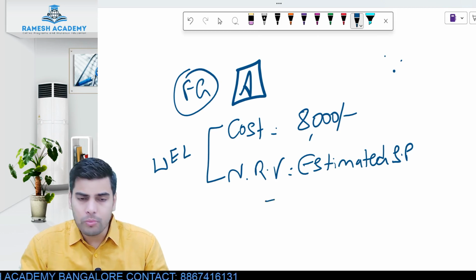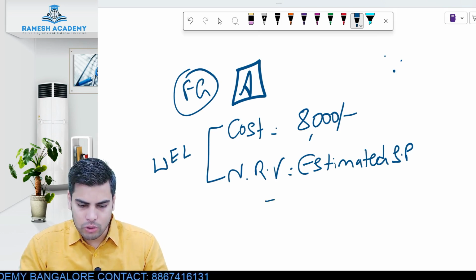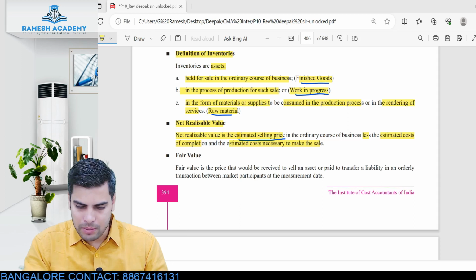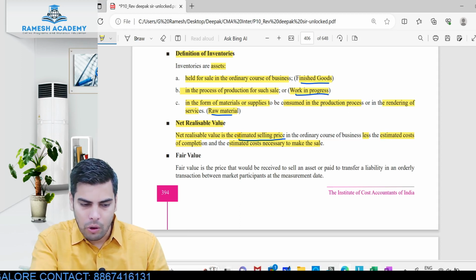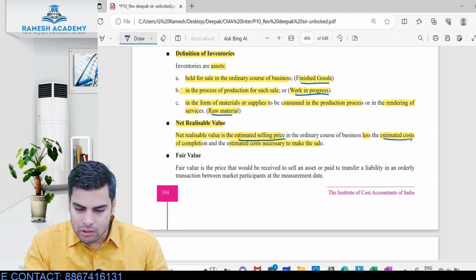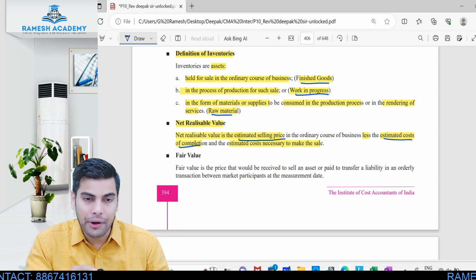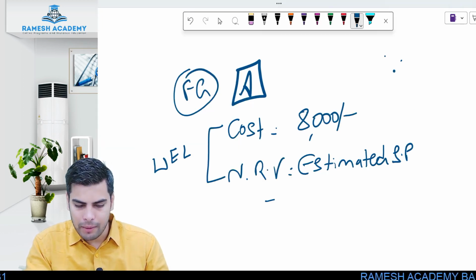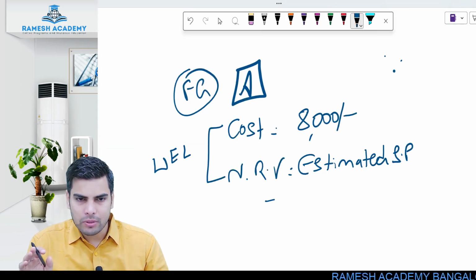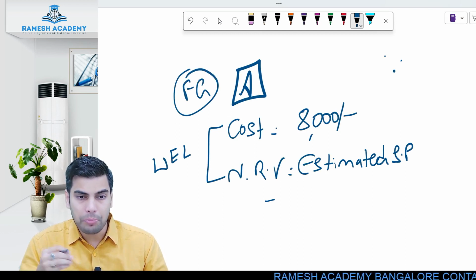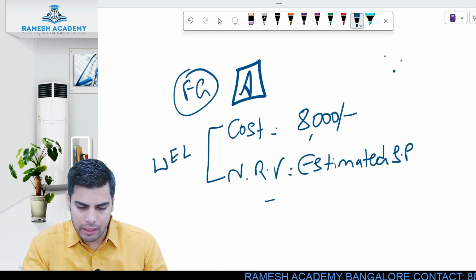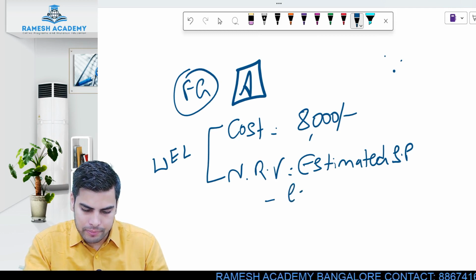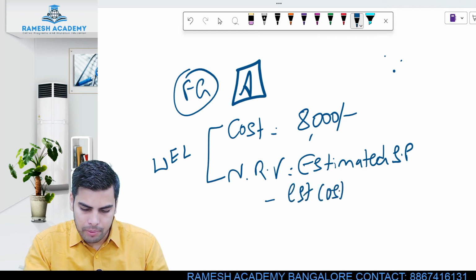From this, you will be deducting a few things. What are those things? The first thing is estimated selling price less what? Less estimated cost of completion. If at all there is some additional expenditure which you are supposed to incur for the purpose of completing this particular goods. Let's say this goods is 95% complete. Another 5% is yet to be completed. So you will be spending some amount towards it, right? Correct. So less estimated cost of completion.